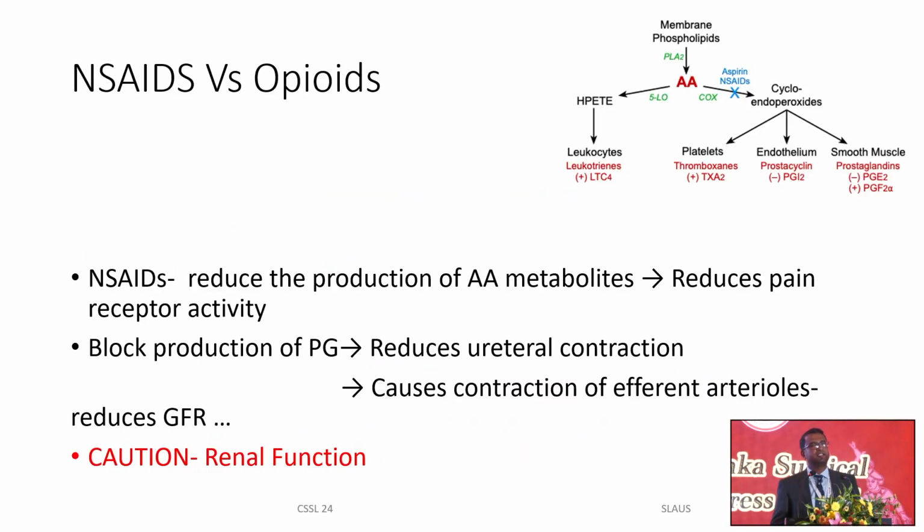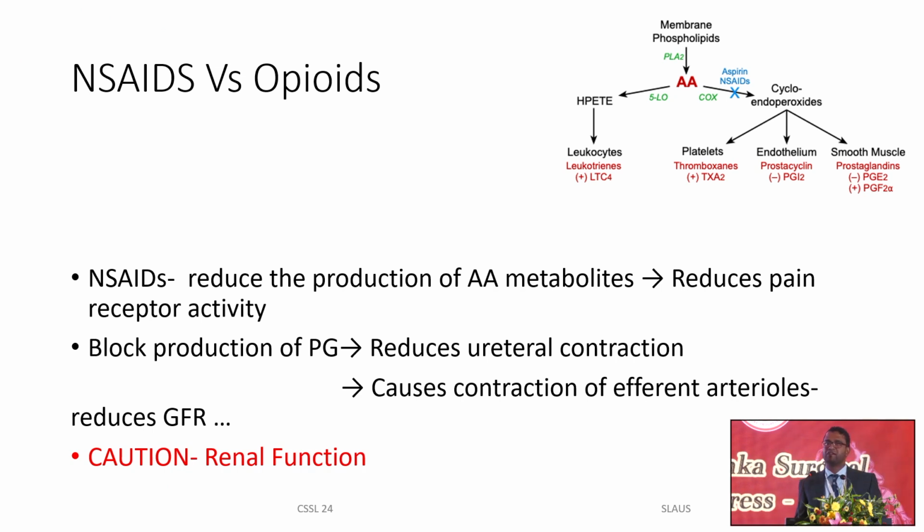The reason is, we know from our physiology or pharmacology, the NSAIDs act on the cyclooxygenase pathway, and it inhibits production of metabolites of arachidonic acid. Arachidonic acid metabolites are inflammatory mediators, and if there is reduction of those metabolites, pain receptor activity will be less, and there will be reduction of peristalsis also, which will subside the pain.